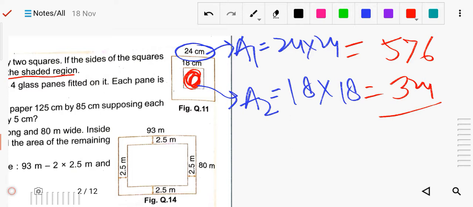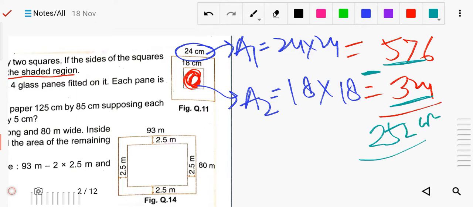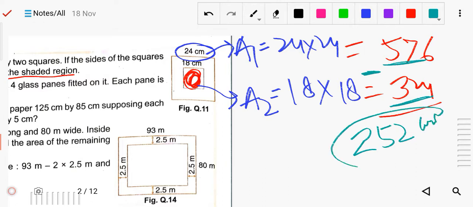Now after finding these two areas, you have to subtract them. After subtracting, you will get 252 centimeter square. So that will be your answer, 252 centimeter square. Got it? First you have to find the areas, and then subtract, because you have to find the area of this shaded region only.